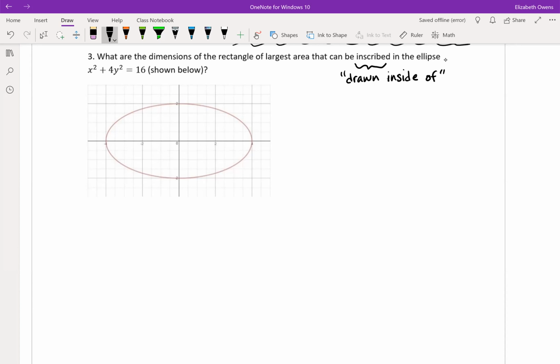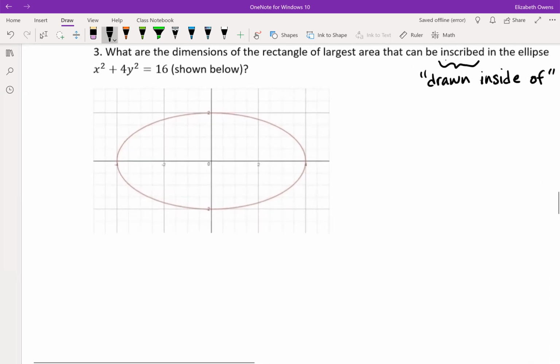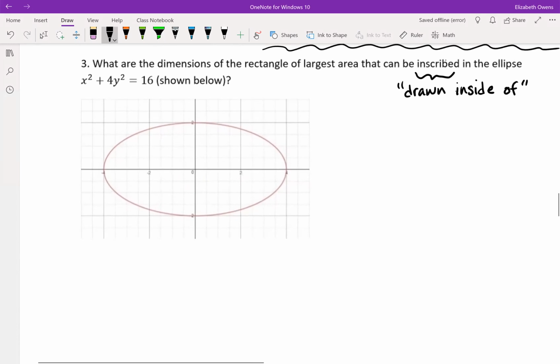this picture? And this ellipse, by the way, if it's been a little while since you've studied your ellipses and conic sections, you'll notice that the ellipse here stretches out to the points (4, 0) and (-4, 0) along the x direction. Then in the y direction, it goes up to (0, 2), and the lowest it goes is (0, -2). Okay, so that's the boundaries of our ellipse.